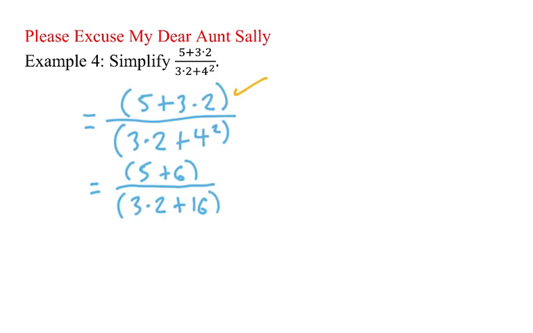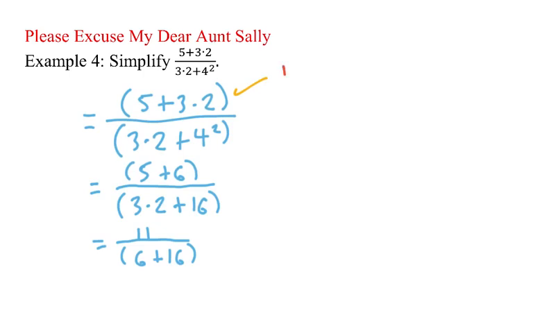The numerator, there's nothing left but an addition. See, I'm going to bounce back and forth between the numerator and the denominator. They're separate, so I might as well. 5 plus 6 is 11. That completely simplifies the numerator, so I don't need to write the parentheses anymore. I've got to kind of catch up in the denominator. 3 times 2, there is an operation of multiplication, which will happen before the addition. 3 times 2 is 6. I still have parentheses, 6 plus 16.